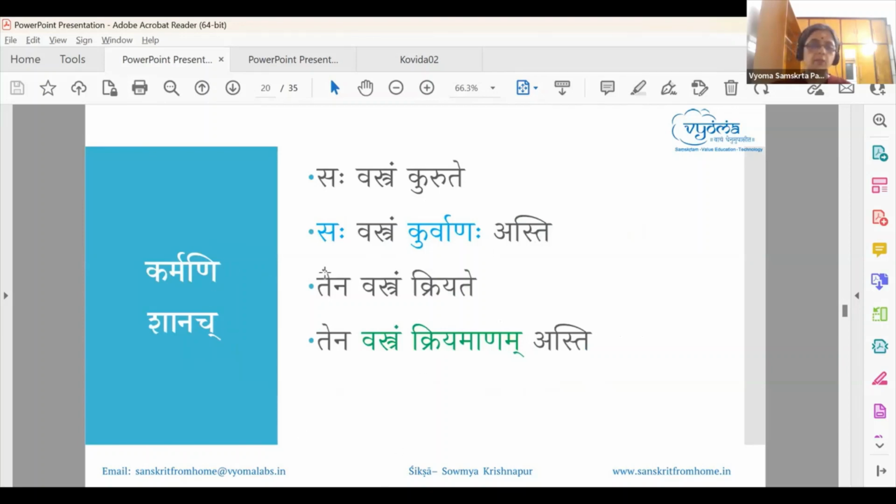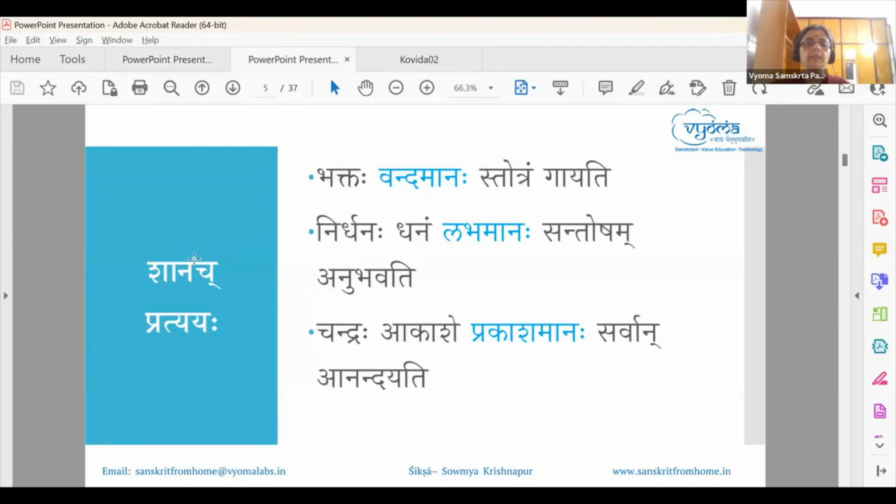So this is another topic, Karmani Shanaj. We will also look at the Shanaj Pratyaya. As I was telling you, this is used in the same meaning as the Shatra Pratyaya for the Parasmaipadi Dhatus. Vandate is an Atmanepadi Dhatu, so we use the Shanaj Pratyaya. Sometimes we hear it as Mana and sometimes as Ana.